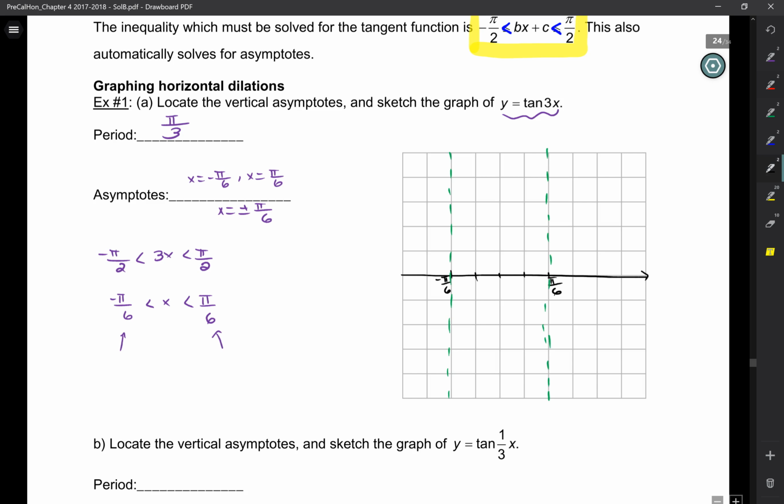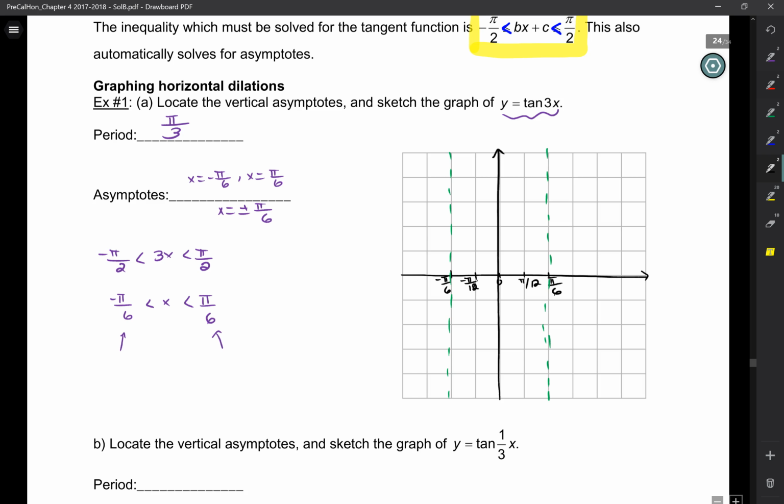All right. So let's label the very center, the midpoint is 0. And then I have negative pi over what? 12 and pi over 12. So I know where my y-axis is. It's right in the middle there.